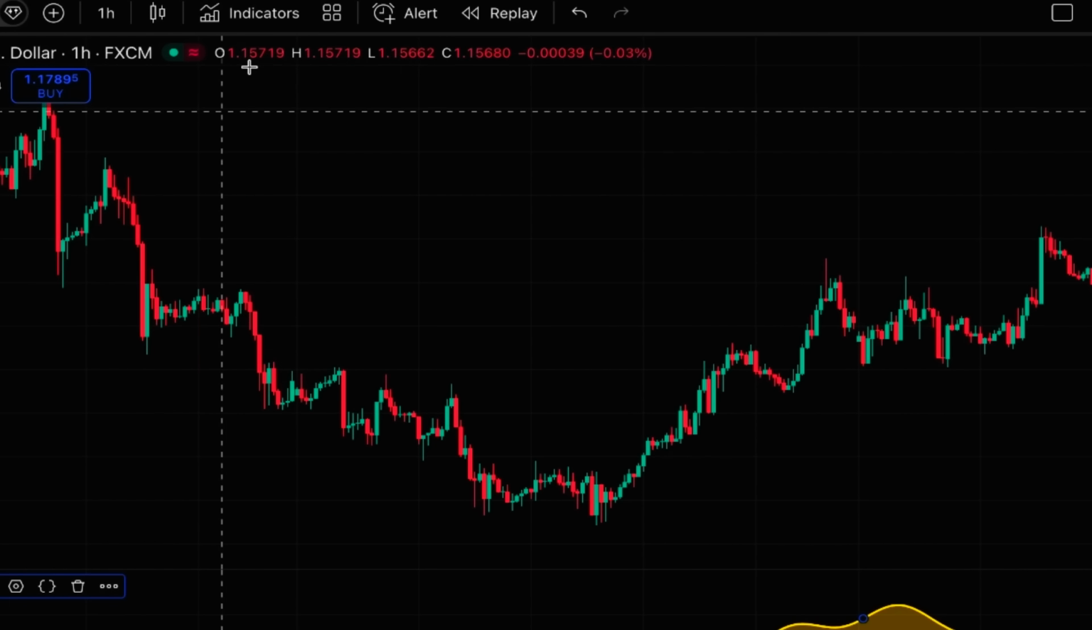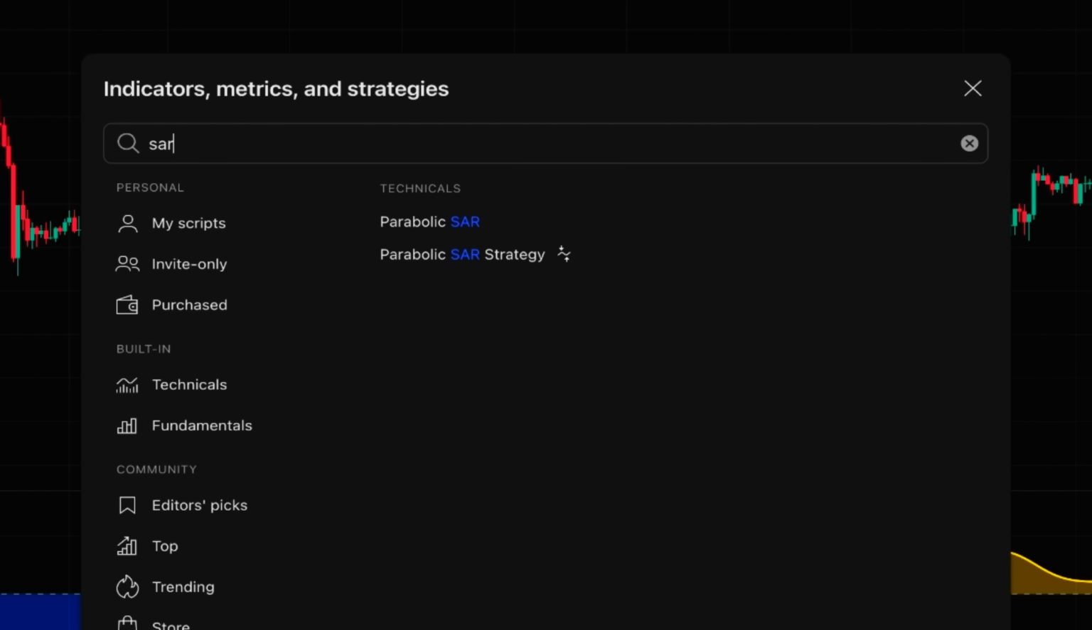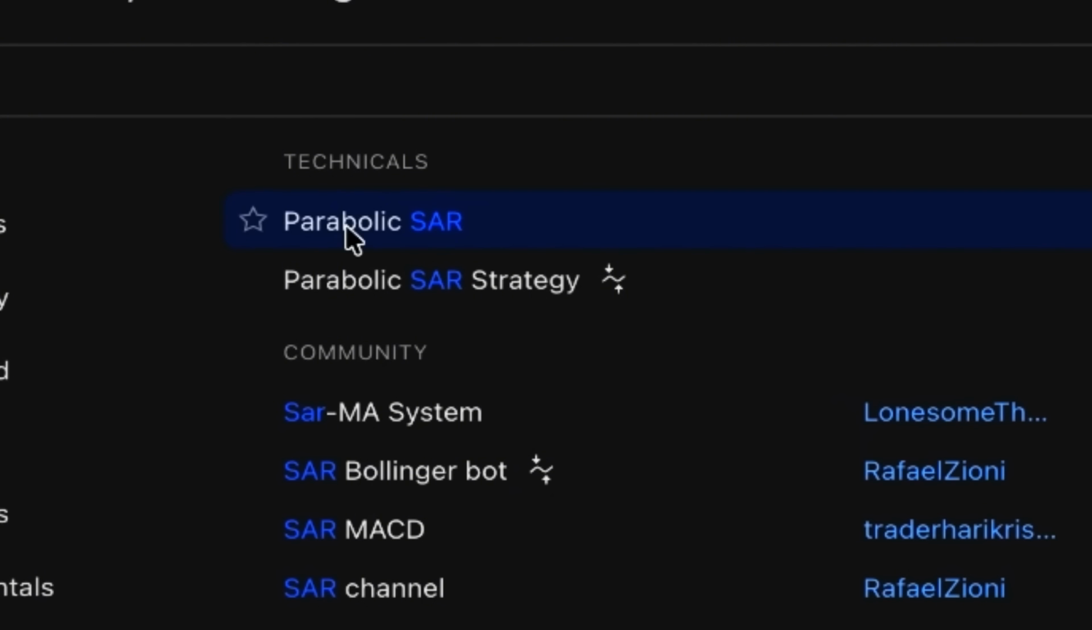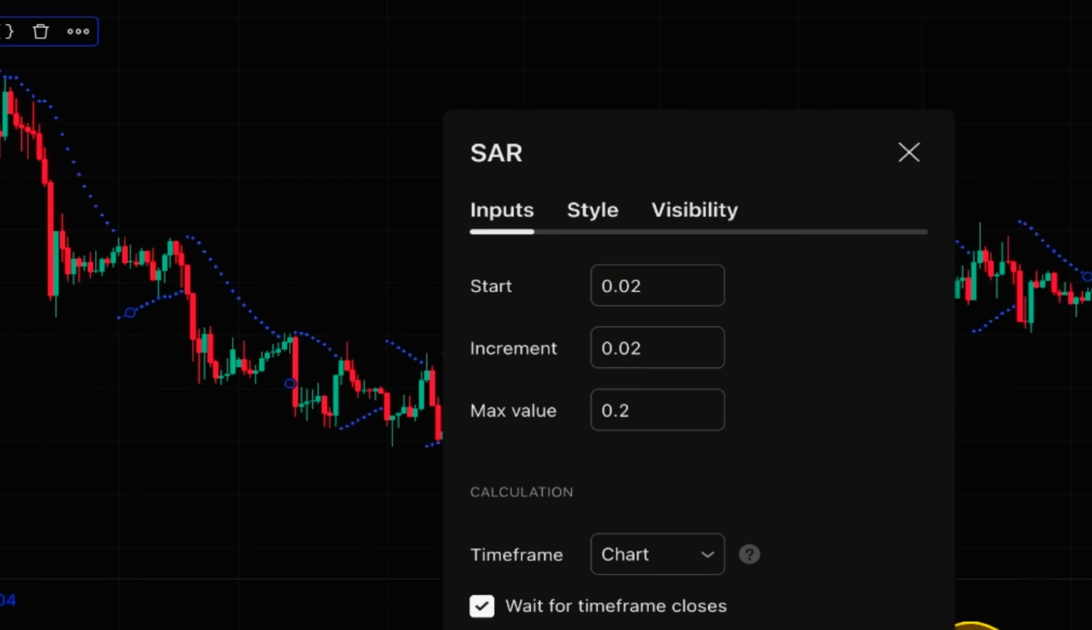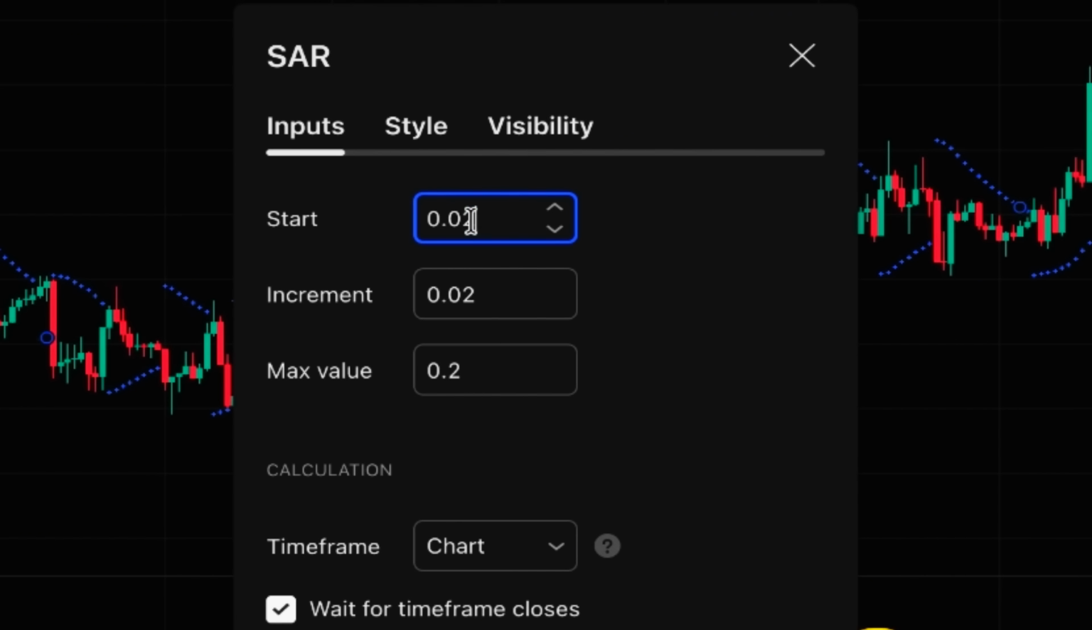Alright, here we click on indicators and we search parabolic SAR, this one, which is a built-in indicator on the TradingView platform, and we need to change its settings. So here we go to the settings of the indicator, and here for the start we set it at 0.03. For increment, similarly we set it at 0.03, and for max value we set it at 0.3. So for the start we have 0.03, for increment 0.03, and for max value 0.3.